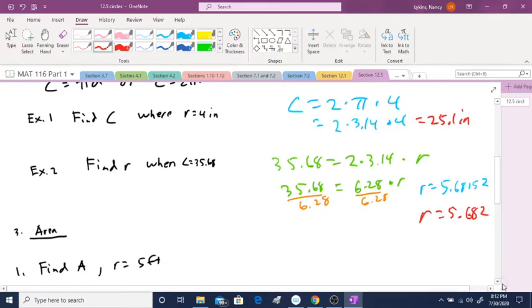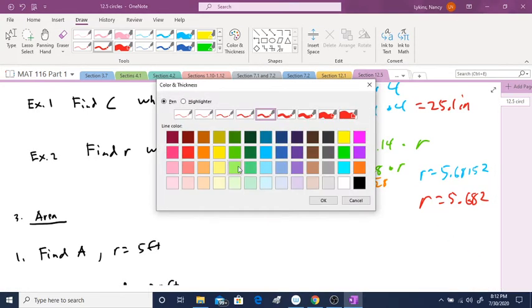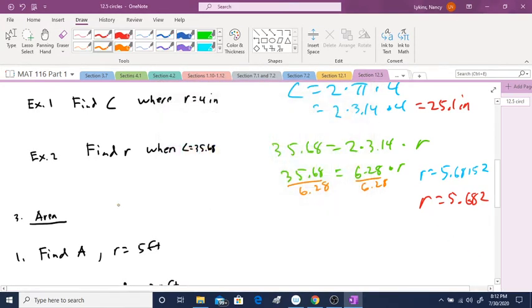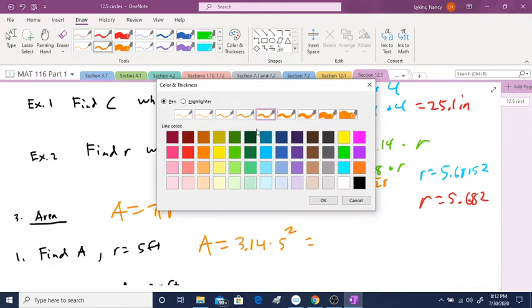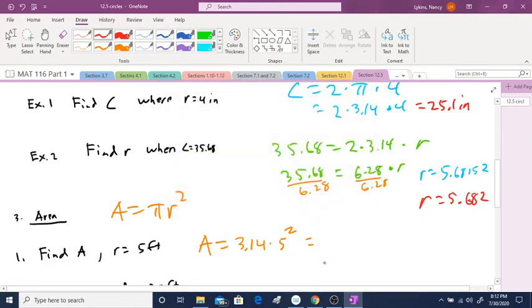The next one, area. Area of a circle is pi r squared. So if I find the area if you know the radius to be 5, I'm going to say area equals 3.14 times 5 squared. And if they ask you to do this with significant digits, since you only have 2 decimal spots, that is what your answer should be.